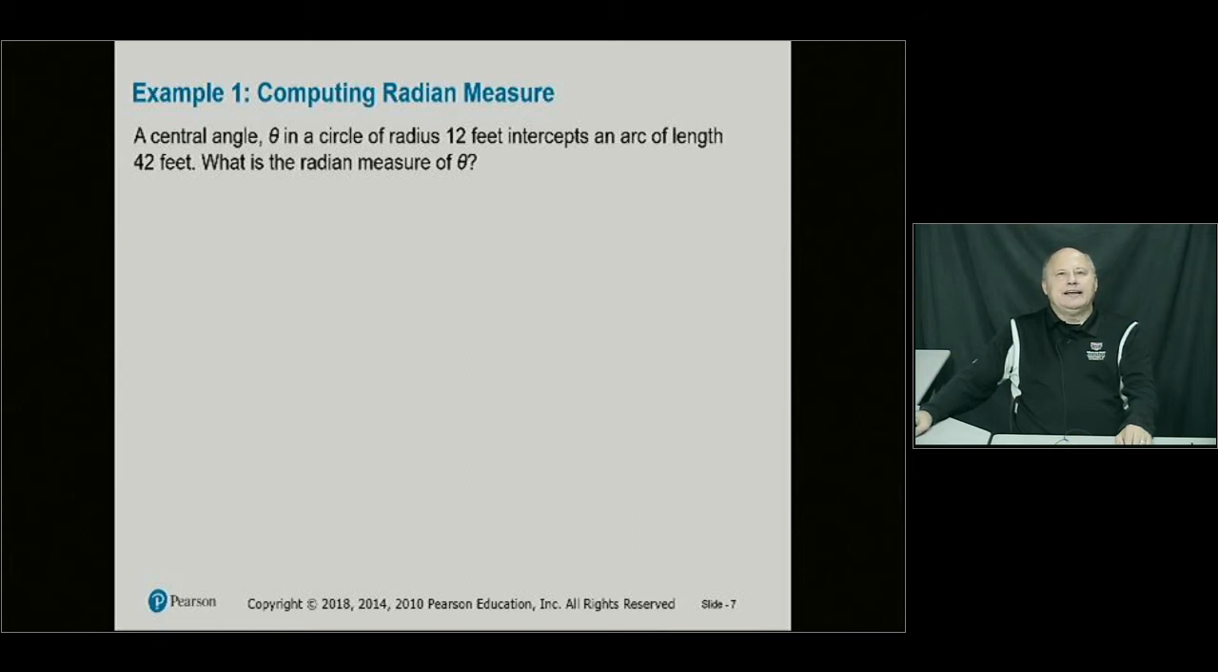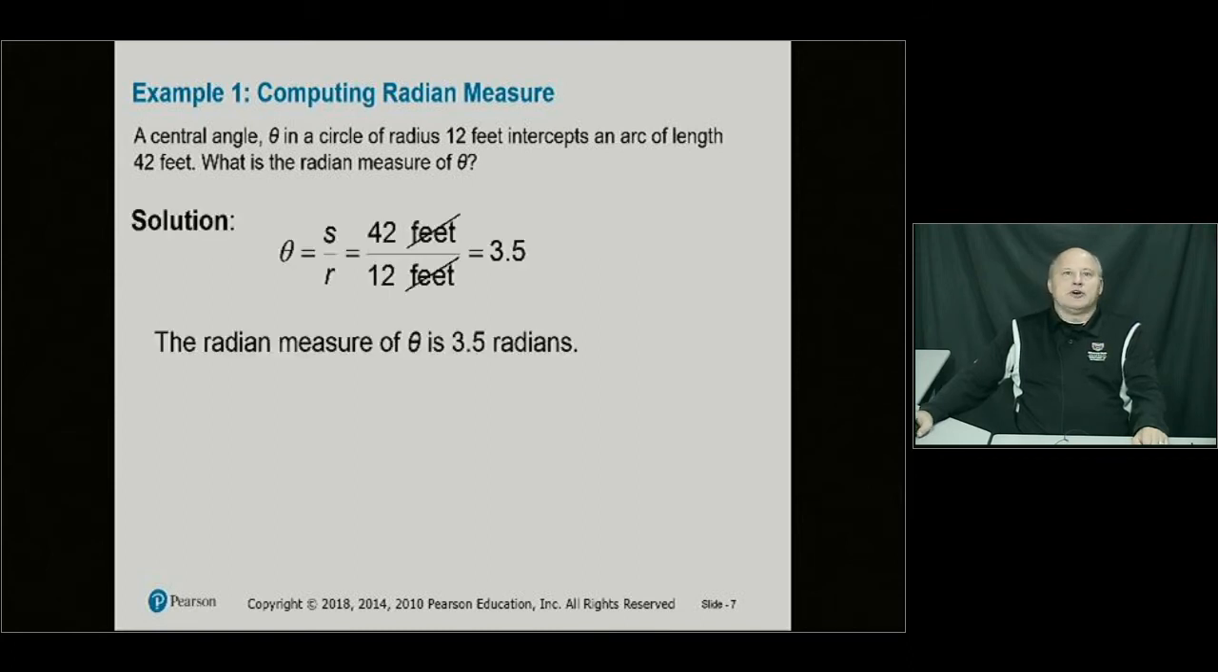Computing radian measure. A central angle theta in a circle of radius 12 feet intercepts an arc of length 42 feet. What is the radian measure of theta? Theta is s divided by r, because s is the arc length, 42 feet, and the radius is 12 feet. So you divide those out and you get 3.5. Notice the feet cancel.